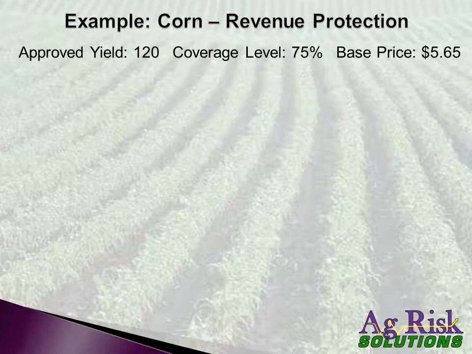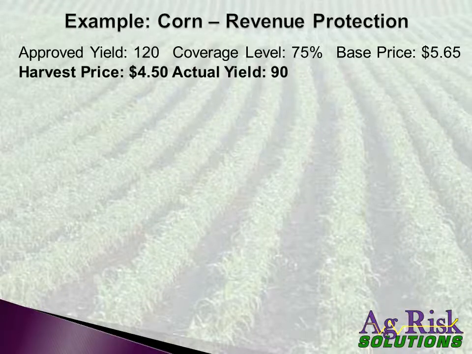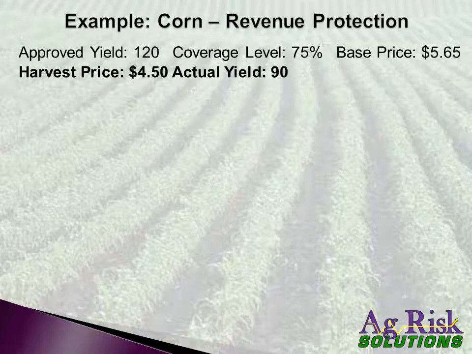This is a corn example. We are going to use an approved yield, or an average yield on a unit, of 120 bushels per acre. We're going to look at a coverage level of 75%, using our base price of $5.65. In this first example, I'm going to assume that our harvest price comes in at $4.50. So in October, I'm going to assume that average comes in at $4.50, slightly below where that futures contract is trading today.